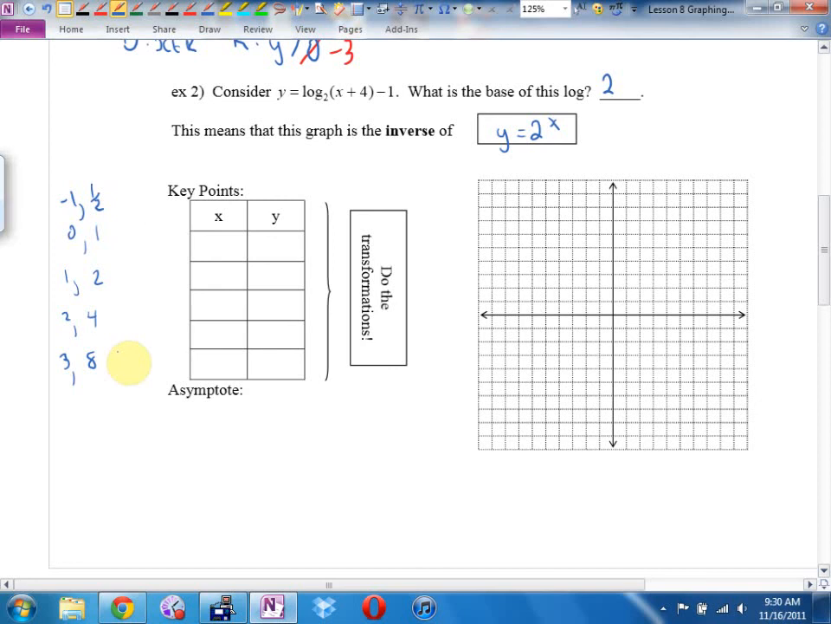I'm going to argue the key points for a log base 2 are 1/2, negative 1, 1, 0, 2, 1, 4, 2, 8, 3. How did I get those? I literally switched the x's and y's around. Oh, did I do a big rant on inverses last unit? Yes.